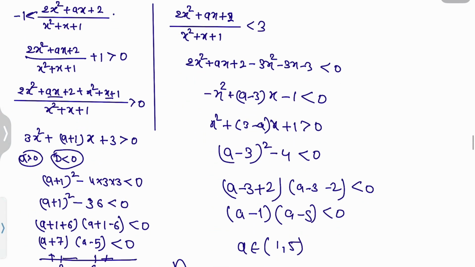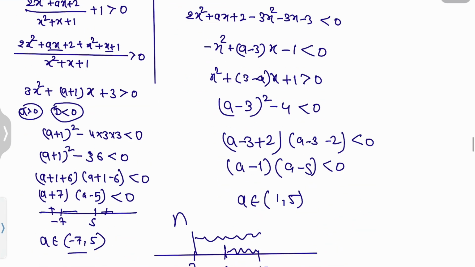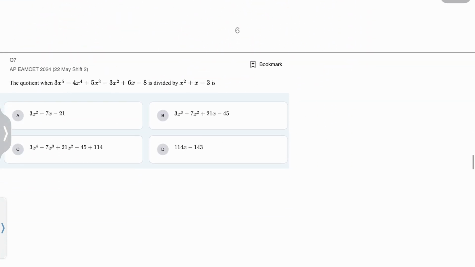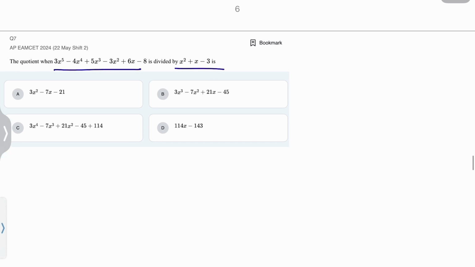I hope you understand that this is a very easy inequality. First is the inequality, and second, two types of inequality. Solve that and find the answer. Okay, the third one is a question: the quotient when divided by x square plus x minus 3. So this one is divided by this one, and then find the quotient. According to this, you can use the division method, and that is an easy process. Never use any other type of method.